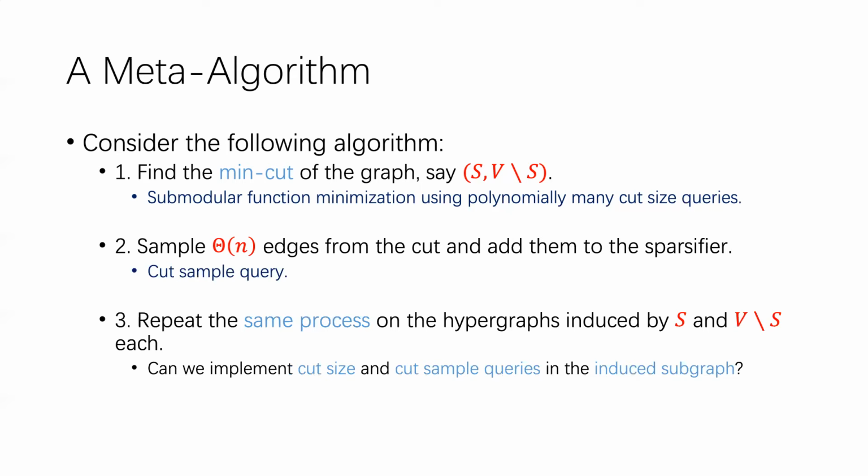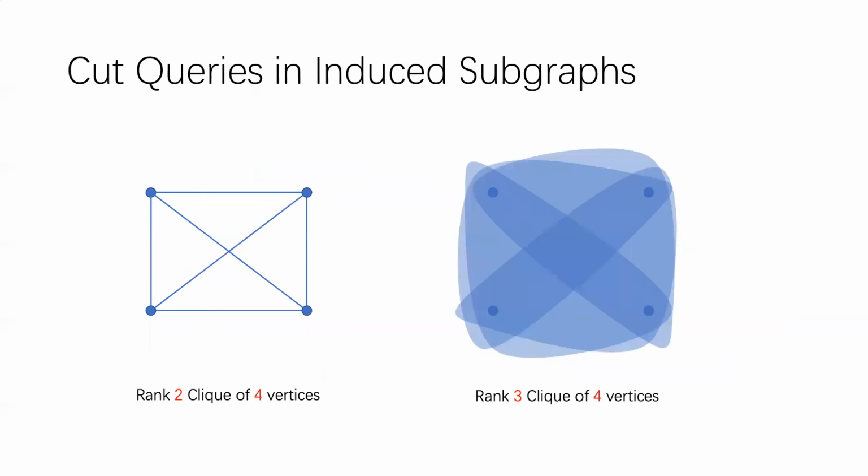Now the question is, can we implement the cut size query and cut sample query in the induced graph? Unfortunately, the answer is no for hypergraphs. So let's consider the following two examples in the picture. The first graph on the left is a rank 2 clique of 4 vertices, where the rank of a hypergraph edge means the number of vertices in this edge. In other words, rank 2 means the graph is a normal graph. And the second graph on the right is a rank 3 clique of 4 vertices. It means every edge contains 3 vertices.